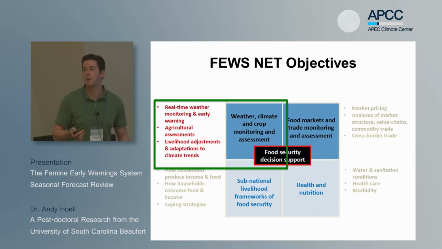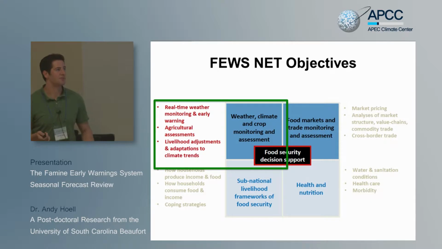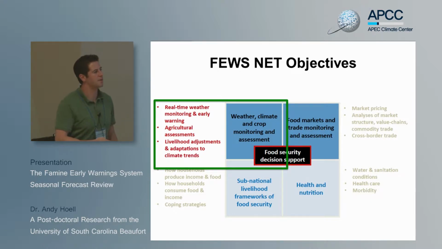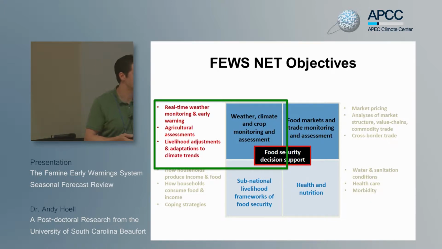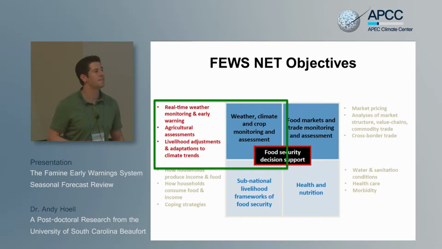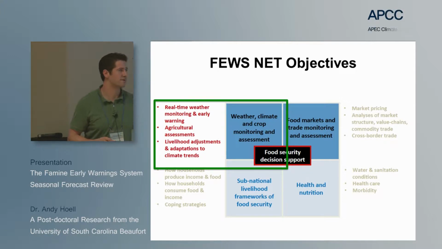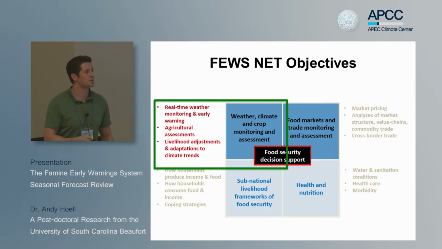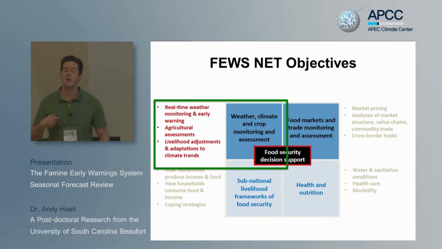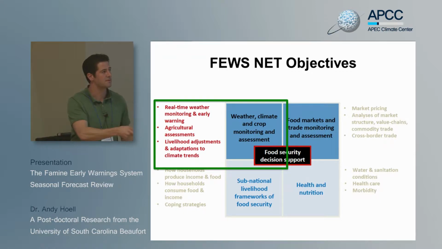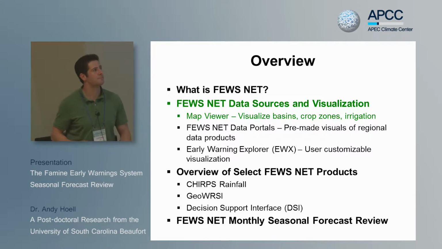And there are three other main components here that our partners end up doing. These other three components are really what that company called Chemonics does. There's food markets and trade monitoring and assessment, really that human dynamic, health and nutrition, and subnational livelihood frameworks of food security. So what we do here in terms of our weather, climate, and crop monitoring assessment, trying to understand the causality of climate, they can then draw some conclusions in terms of the human dynamic here.